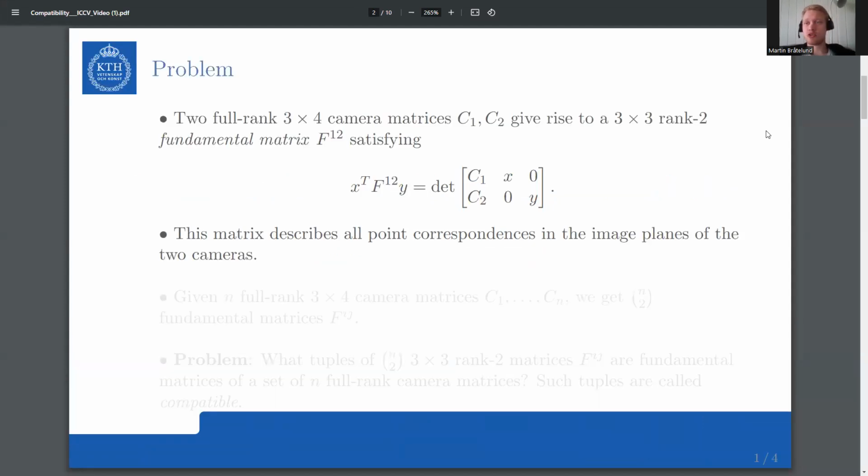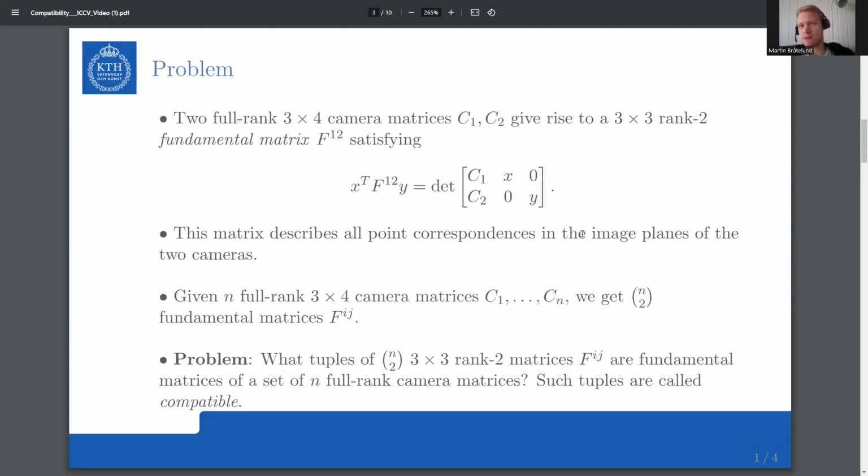I'm sure many of you are already familiar with the concept of the fundamental matrix, but essentially it describes the image of two projective cameras. Given two cameras, you get two images, and the fundamental matrix tells you which point in the first image corresponds to which point in the second image. One definition is shown here on screen. So given two cameras, you get one fundamental matrix.